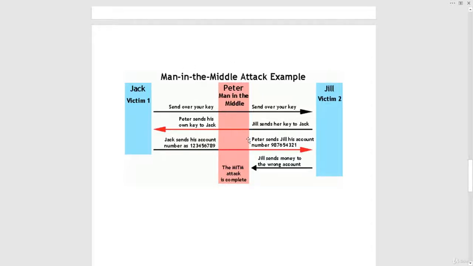We'll see now how this man in the middle framework works in live action. That will be covered in the next lecture, and will be done with the help of Kali Linux.